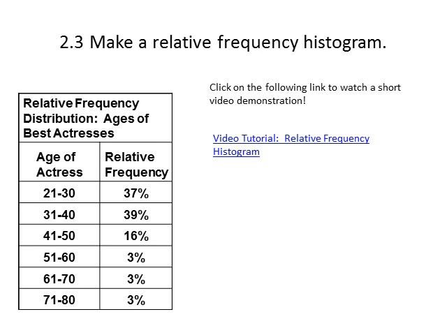In this example, we're going to make a relative frequency histogram, and notice that the table is already a relative frequency distribution table. And so if you click on this video tutorial, you can either do it here on this slide, or in section 2.3, you'll see that the video tutorial is listed separately. That might be a better idea if you would wait to do that and then finish the PowerPoint, go back and watch the video.